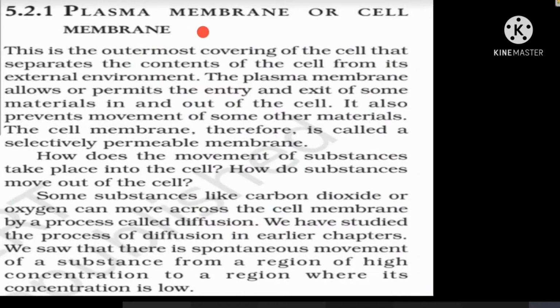So this is what we were learning last, plasma membrane. These are the important points. It's called a selectively permeable membrane. Through the membrane, diffusion takes place, diffusion of water takes place. Then if diffusion of water takes place across a membrane, what will it be called? Osmosis. Yes, then it will be called osmosis.